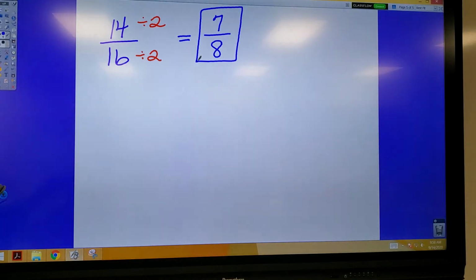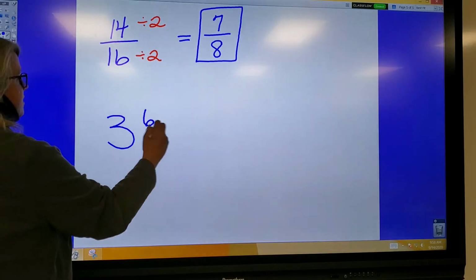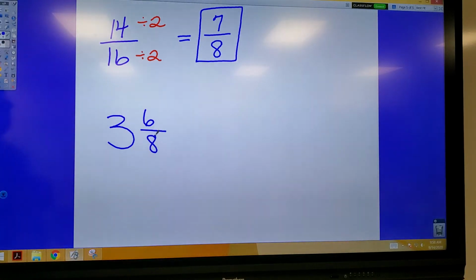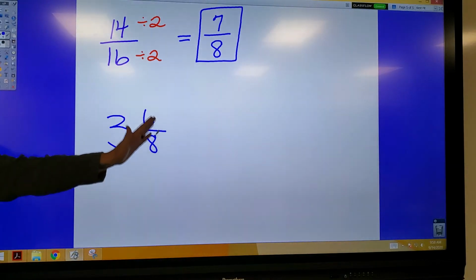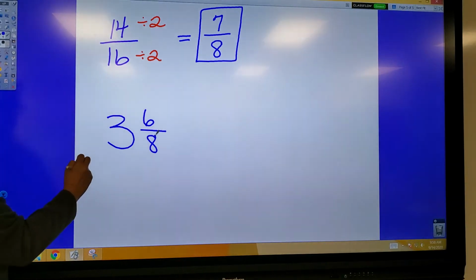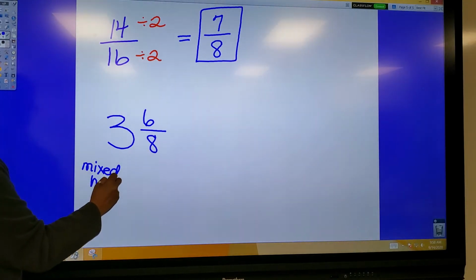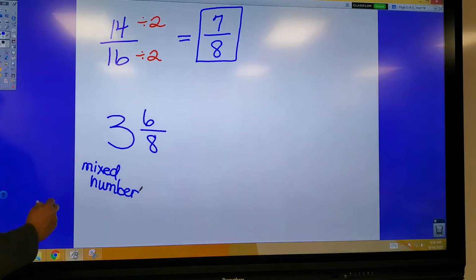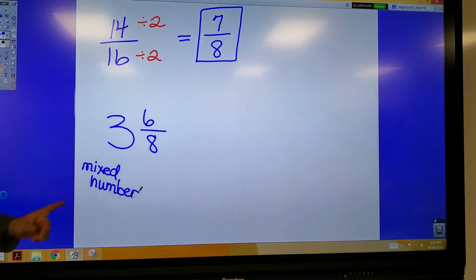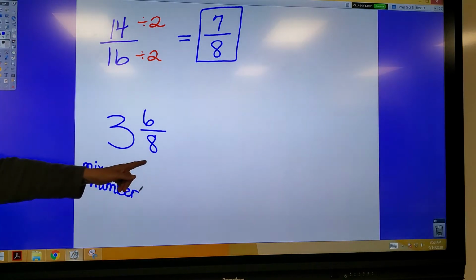What's going to happen if I were to give you something that looks like this? Now this whole thing where you have a whole number and a fraction together is called a what? Mixed number. A mixed number. Okay? Now I want to simplify this mixed number. You may notice the fraction part of this can be simplified. The fraction part, they're both even.